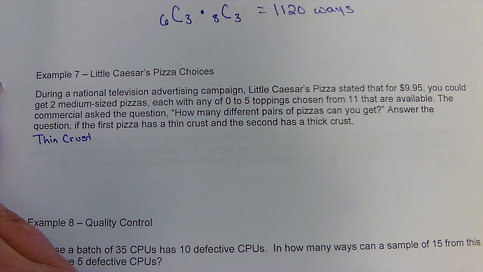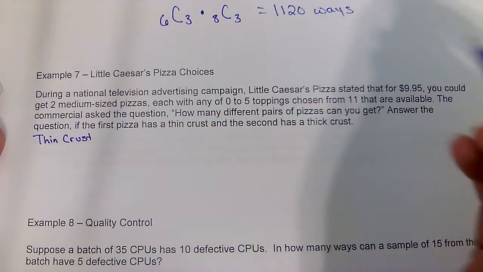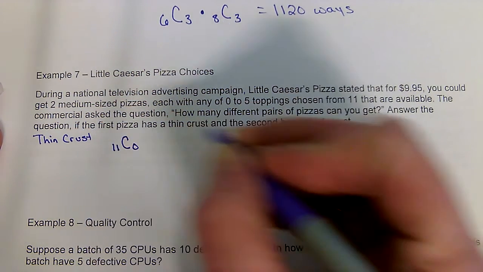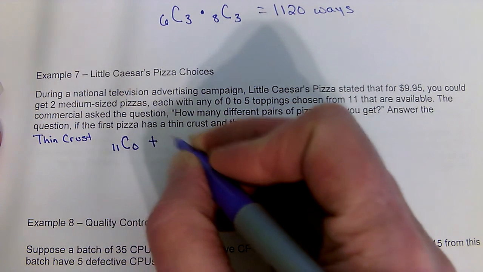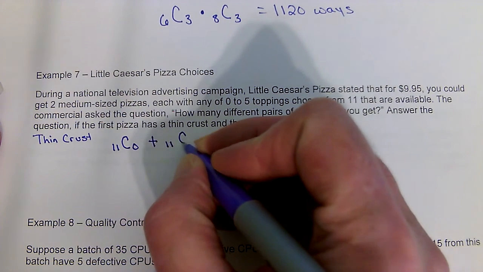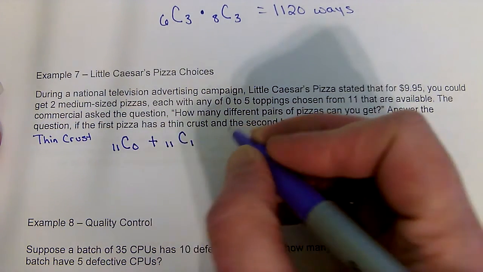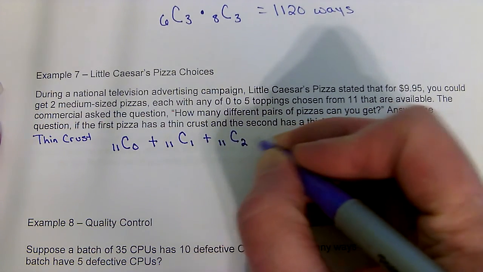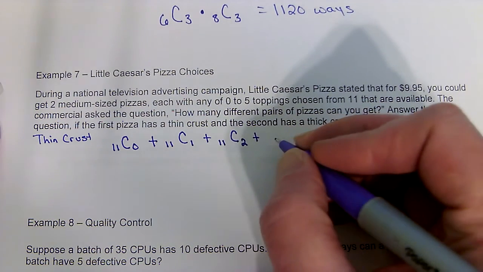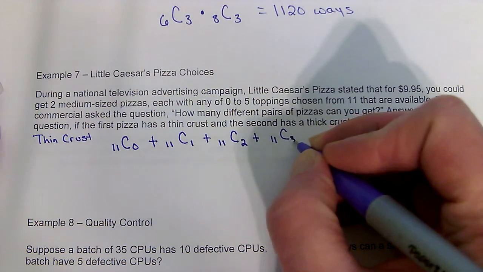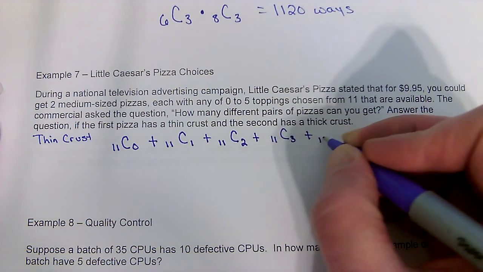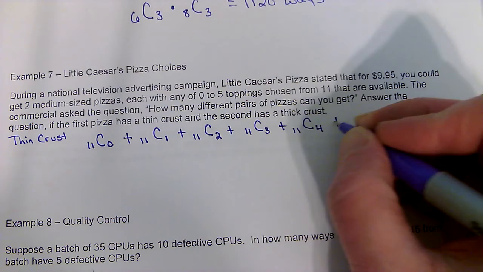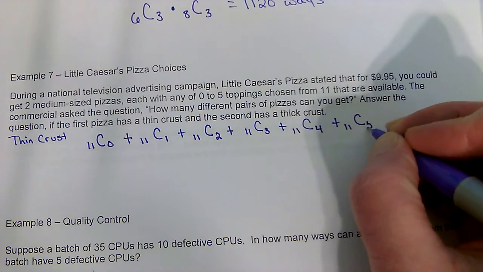So these are ors, right? We could have, from the 11 toppings, somebody chooses none of them. Or from the 11 toppings, somebody chooses 1. Or from 11 toppings, we choose 2. Or from the 11 toppings, we choose 3. Or we choose 4. How many can we choose? 5. So, or from the 11 toppings, we choose 5.